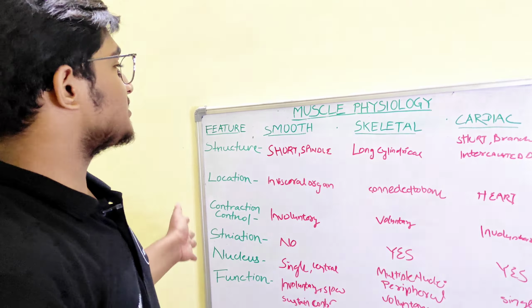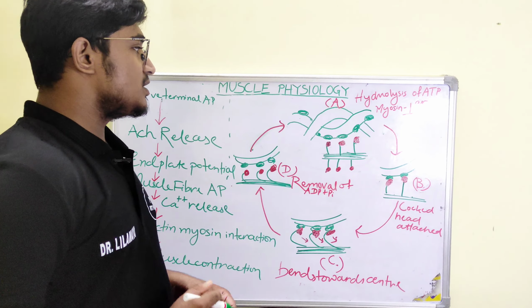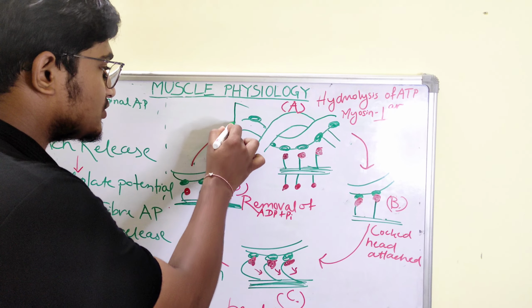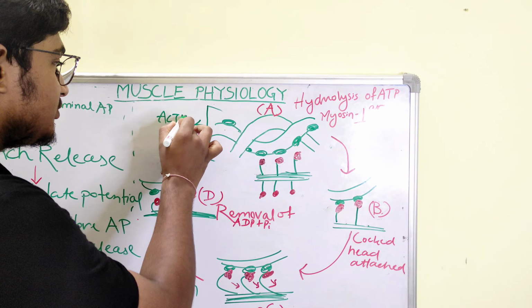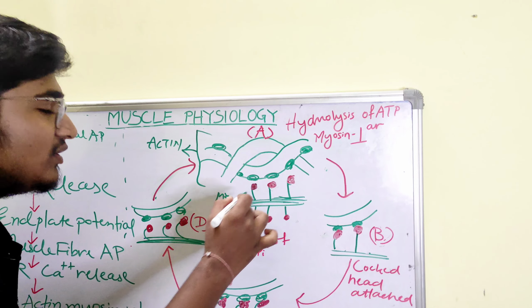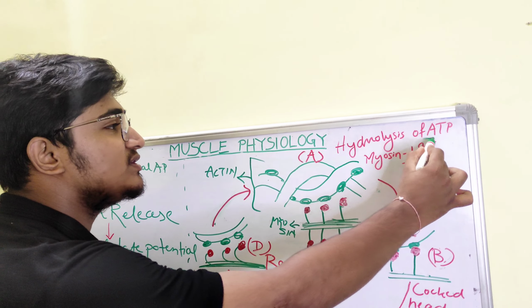So in this topic, we will learn about muscle contraction. This portion is the actin portion, and this portion is the myosin portion. This is the head portion. The head contains an enzyme which causes the hydrolysis of ATP.